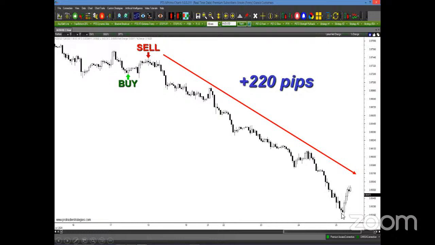And look what happened at the very bottom. You could have gotten out using that buy signal and gone long the Australian dollar on a 1-hour chart because the PTR generated a buy signal.